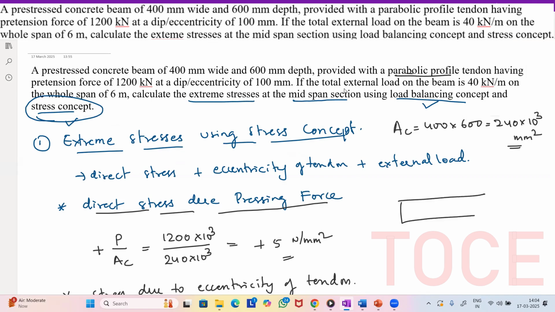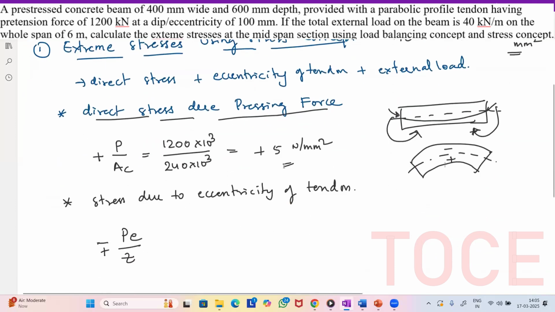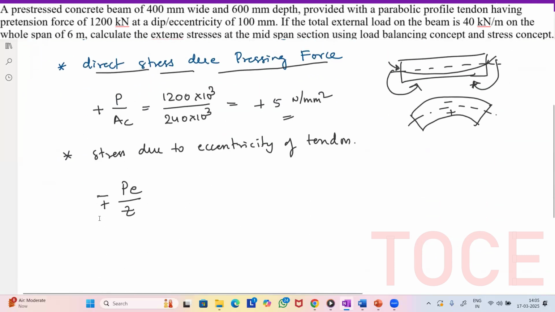So the tendon is something like this, right? Due to this tendon profile, your beam bends like this. It has a hogging bending. So above it will be tension and below it will be compression. So that's the reason, due to this tendon profile, you will have minus in the above fibers and plus in the below fibers.